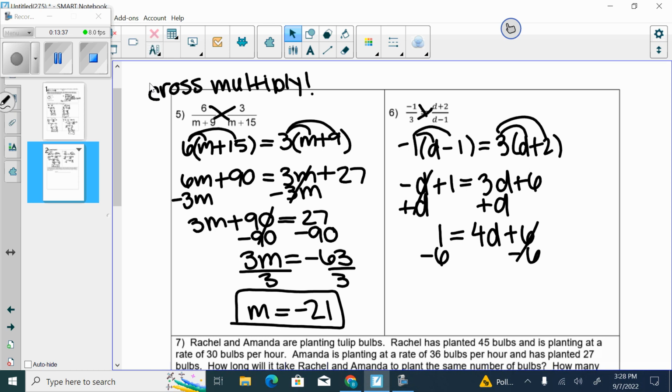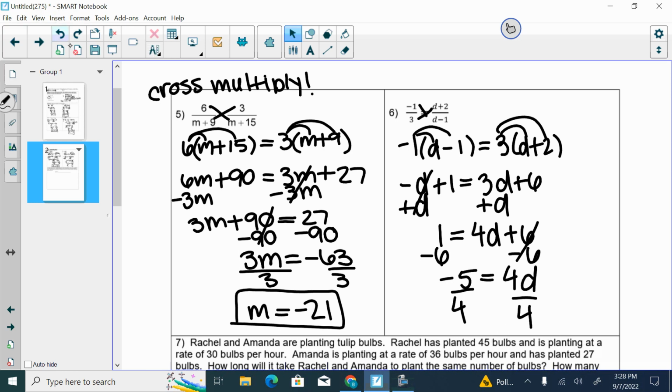And what is 1 minus 6? -5, very good. So -5 equals 4d. And last step would be to divide, very good. And will 4 go evenly into that -5? No. So we're just going to leave it as a fraction, -5/4 as our answer. Alright.